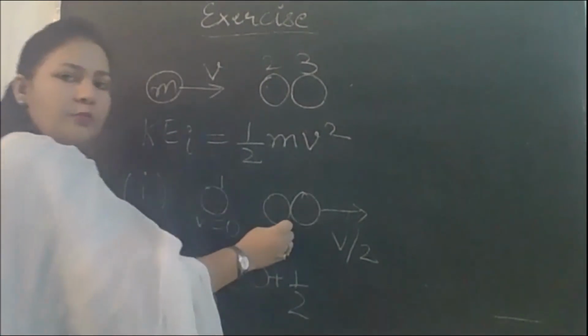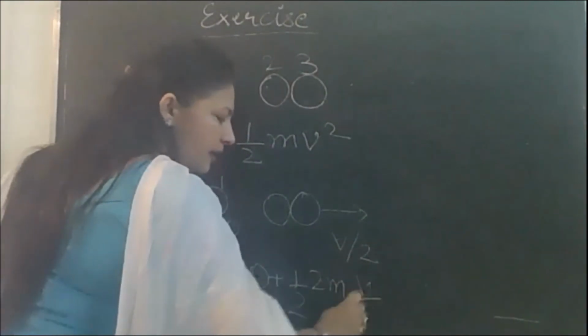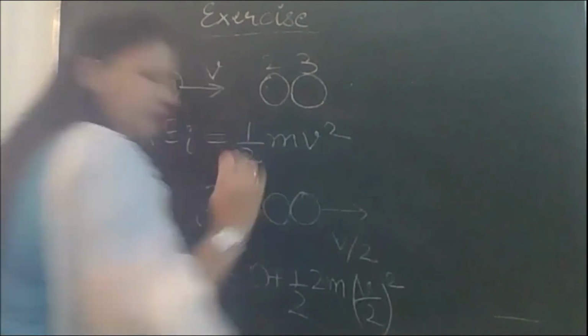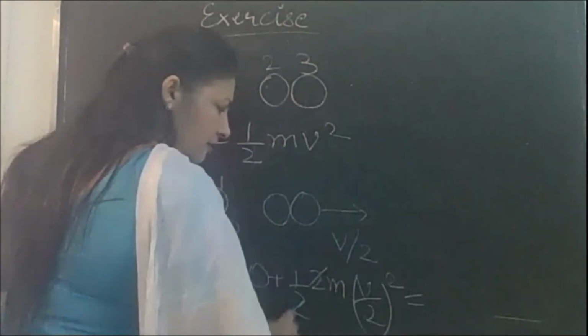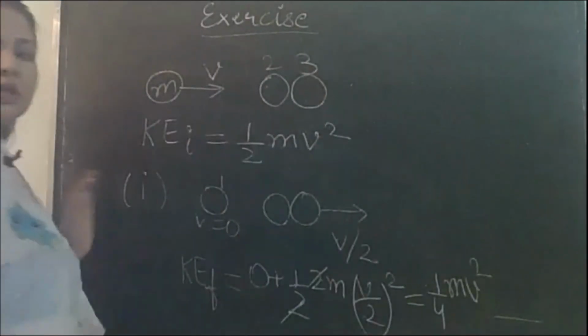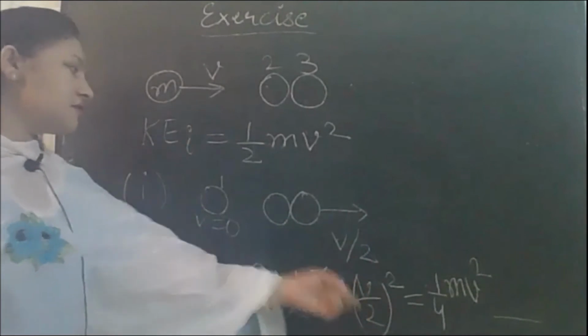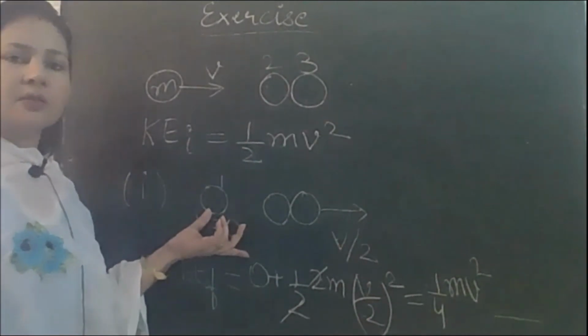What is the mass of both the balls together? 2m. Velocity is v by 2 square. So what will we get? We'll get 1 by 4 mv square. So in this case, the energy is not the same as the initial kinetic energy. So this can't be the possibility.